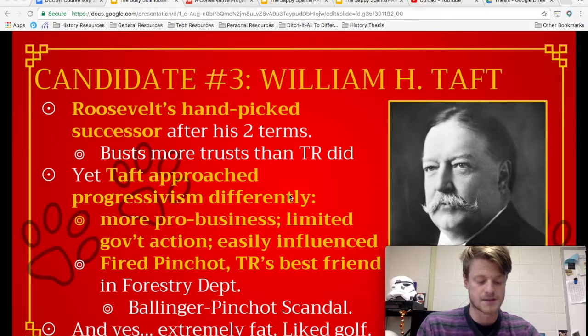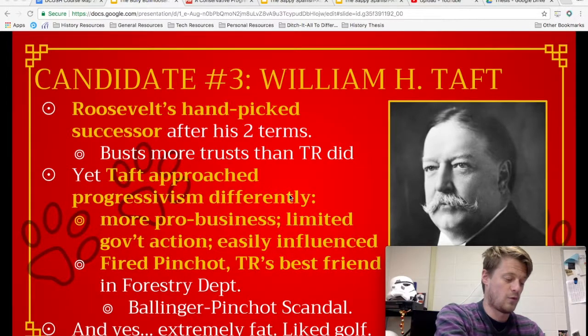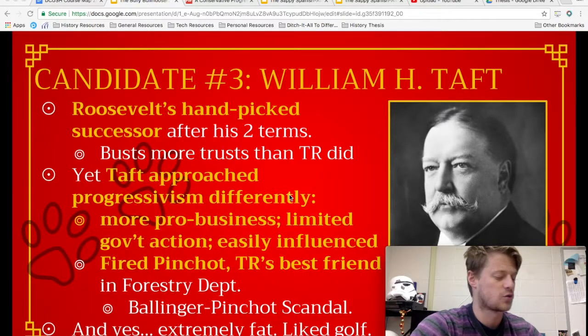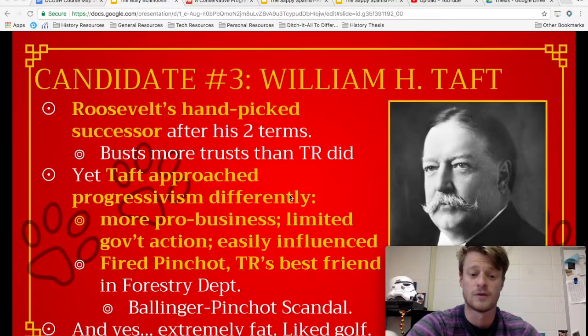Now the reason we have to bring up how Taft's relationship with Roosevelt developed as time went on is that the two basically had a falling out, although they did rekindle their relationship later. That is because Taft approached progressivism in a very different manner than Roosevelt eventually came to. It was more pro-business, there was less government action, and also, at least what historians seem to think now, is that Taft was much more easily influenced by the people around him than Roosevelt would have liked.